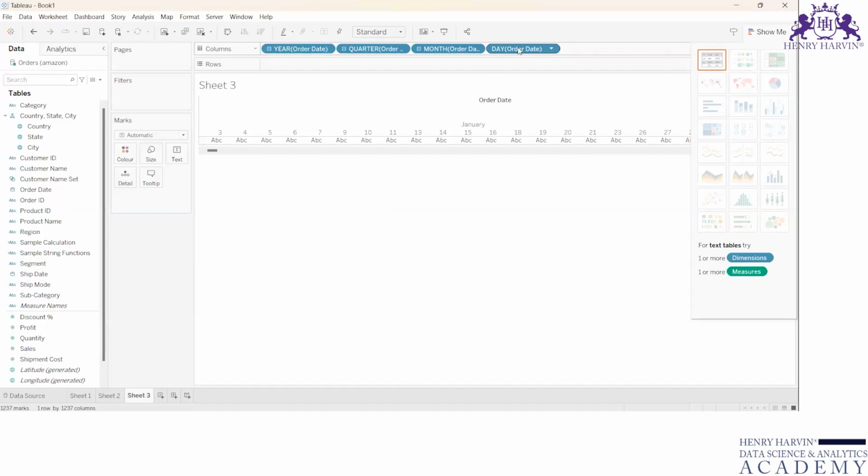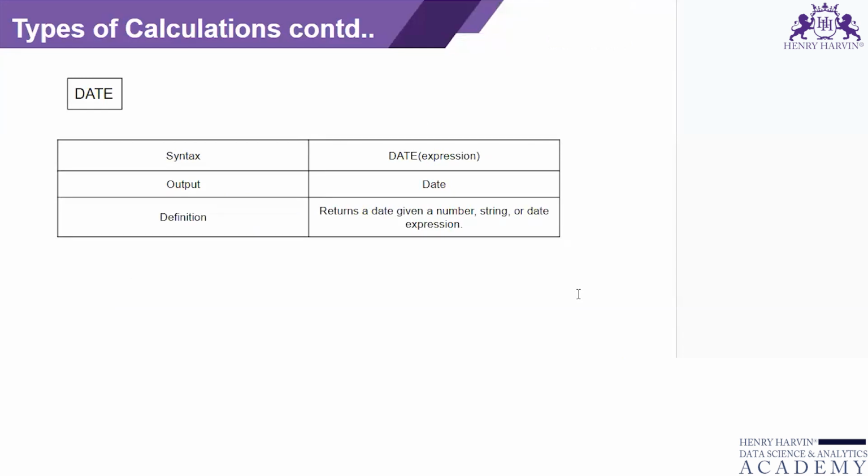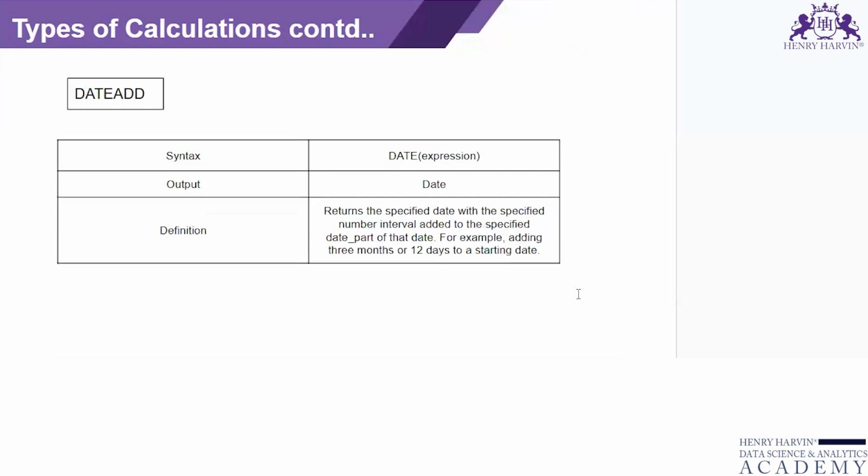And so there are different Tableau functions related to date. Now there is something called the date function. If you use this date function, your output will actually be a date. It returns a date given a number, string, or date expression. So if you give any date, let's say I write October 3, 2023, then it will give me a date formatted value from that.